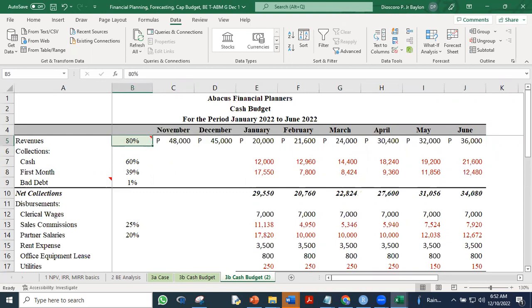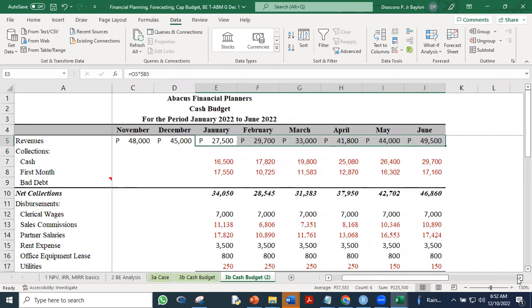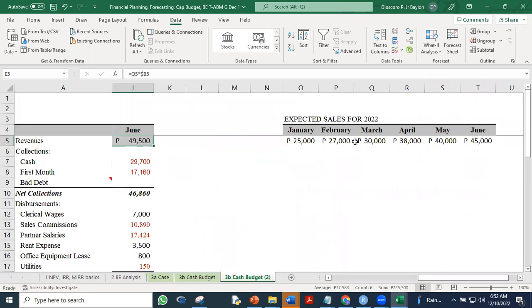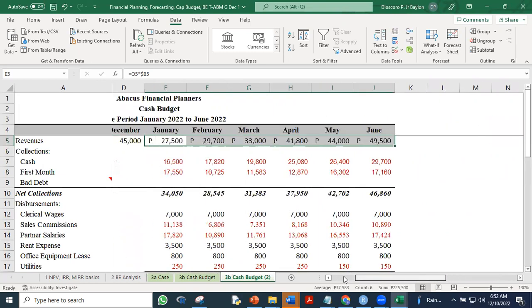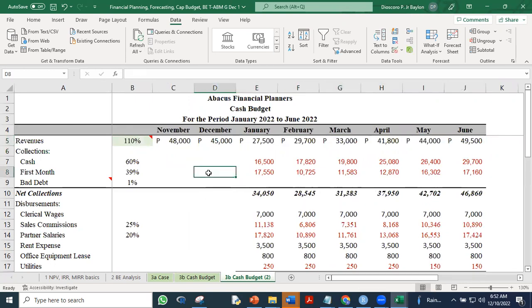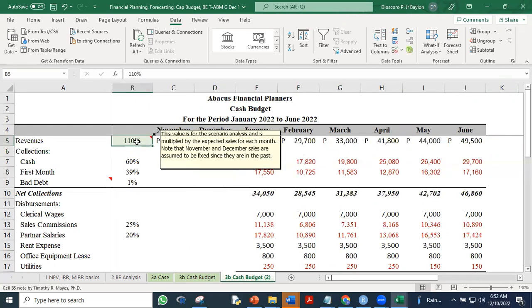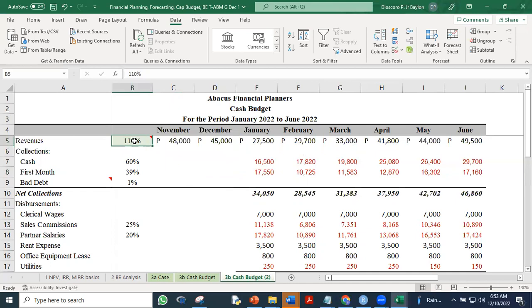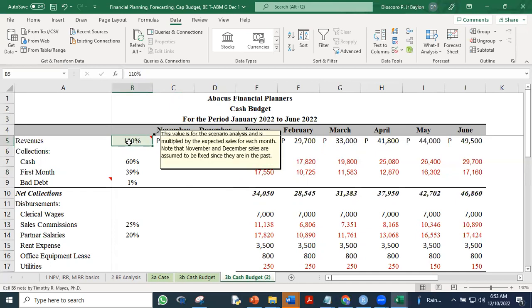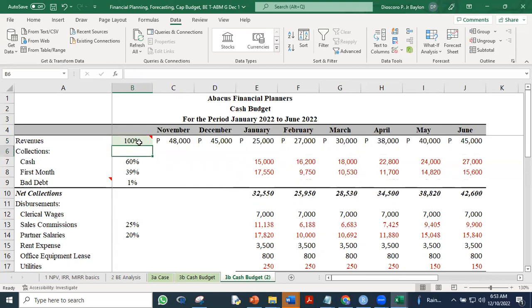If it was optimistic, then this becomes 110%. So your sales will now be 10% greater than what's being expected. Okay, so with this scenario manager we will create, for Excel to replace this with 80%, 90%, 100%, and 110%. So for now, let's just make it 100%. Okay, so these are our sales.